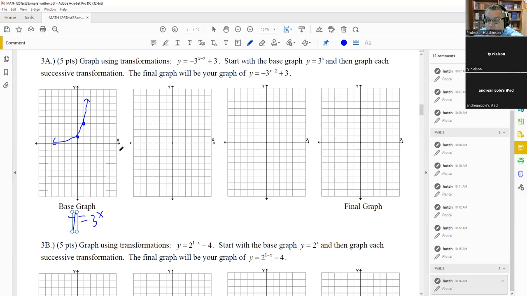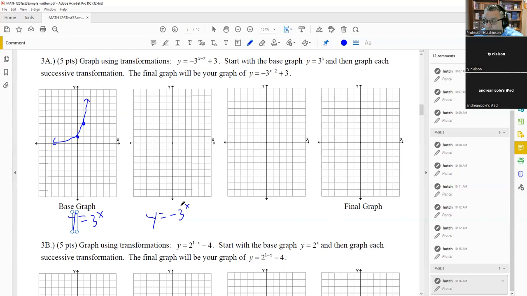Okay, so next thing we'll do is I'm going to take care of the negative. There's a negative sign in front, so I want to graph negative 3 to the x. I'm ignoring everything else. I'm just doing it step by step until I get to the final graph that's here. So I have y equals negative 3 to the x.